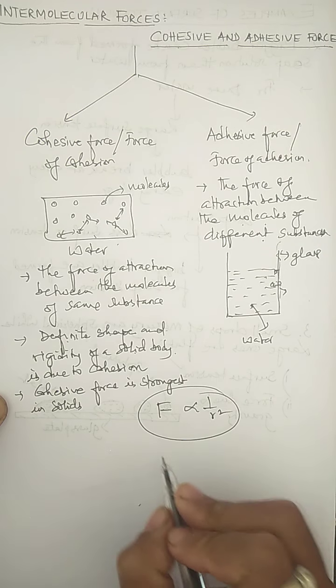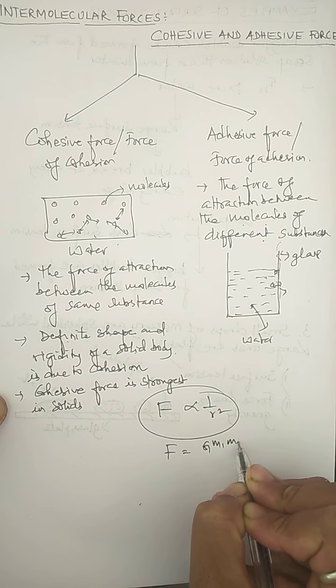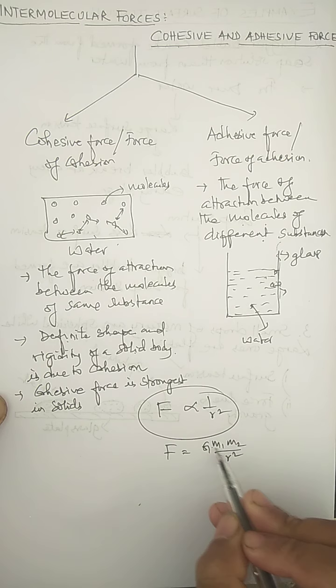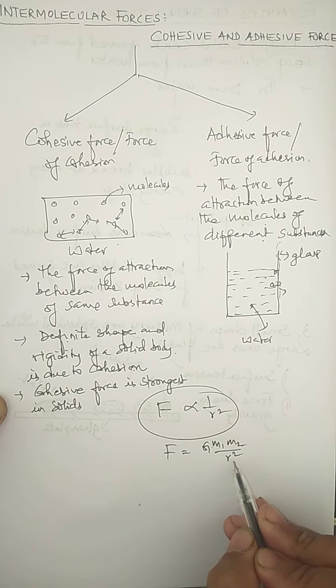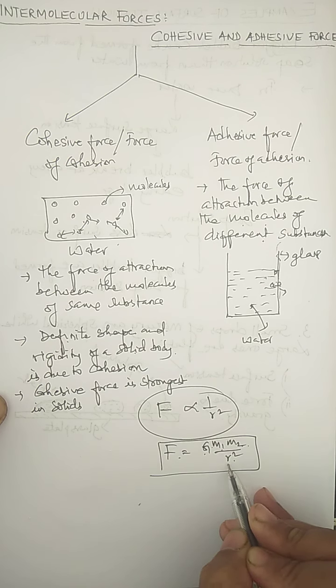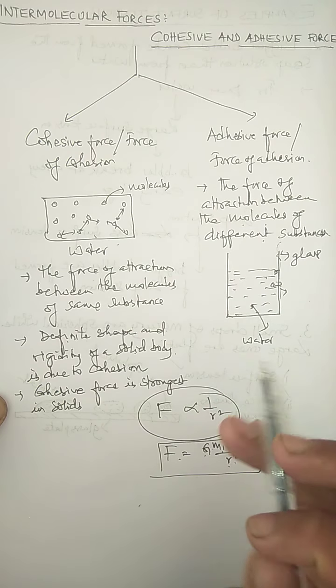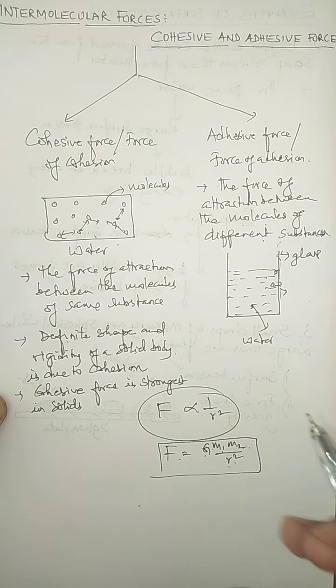Because you have learned in Newton's law of gravitation, F equals G m1 m2 by what? R square. The force between two masses separated by a certain distance is given by F equals G m1 m2 by r square. Whereas the cohesive force and adhesive force between the molecules do not depend on the inverse square law. To say in simple words, they do not obey the inverse square law.